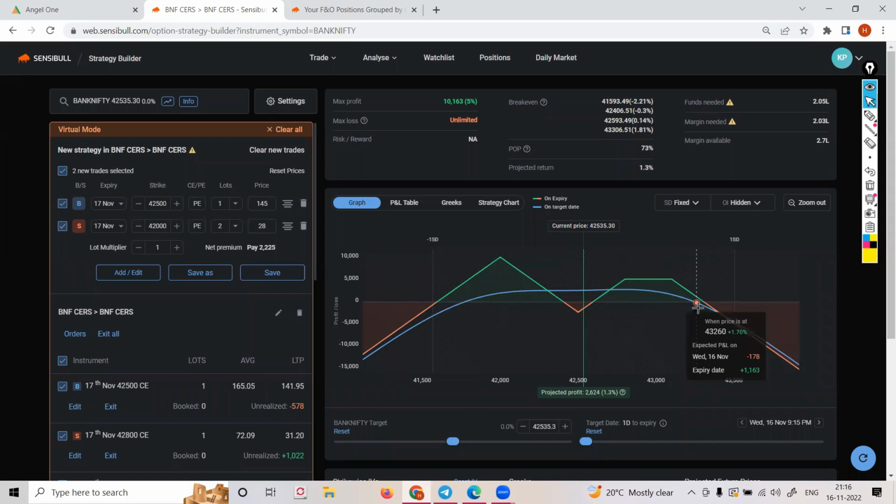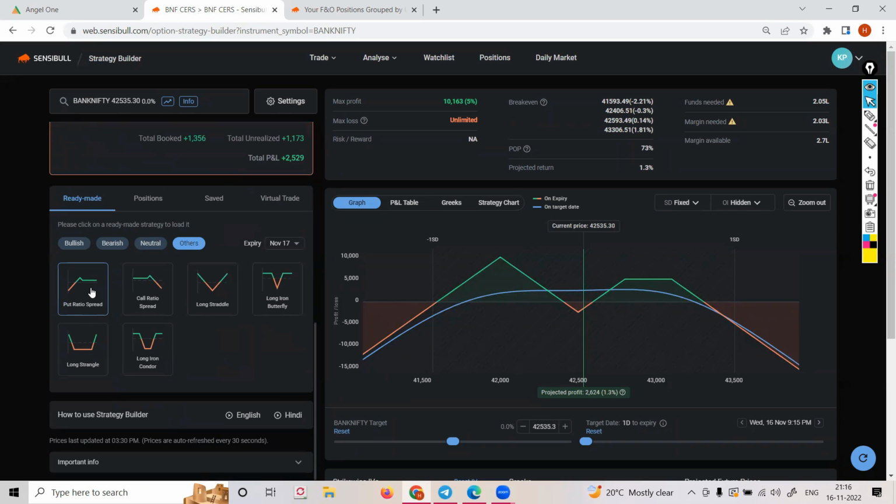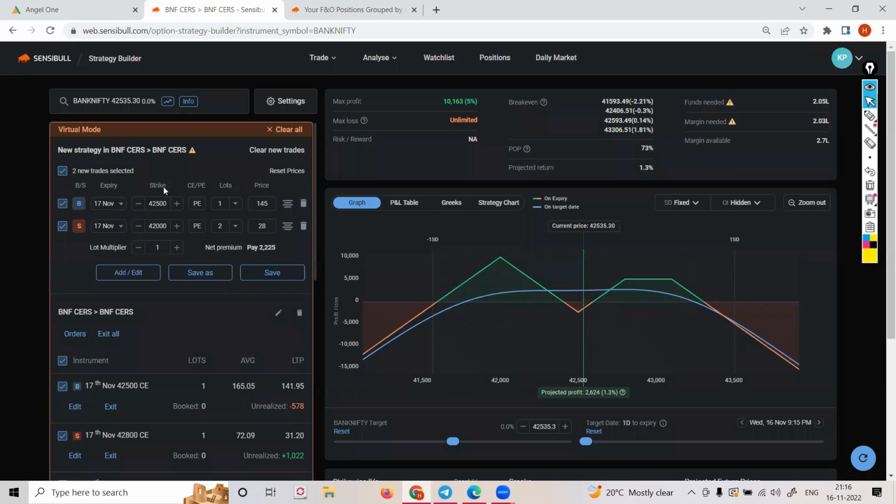Put side. See, Lata, forget about strike. See what I'm telling you. I've shown you, right? Just go for this ready-made. That's it. Now you have to select your strike, so there is no standard strike.